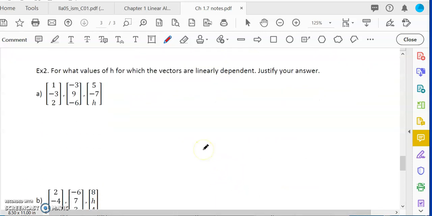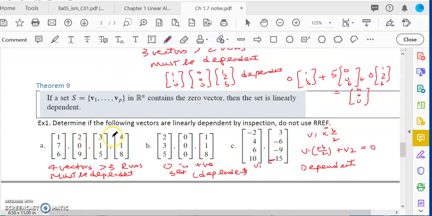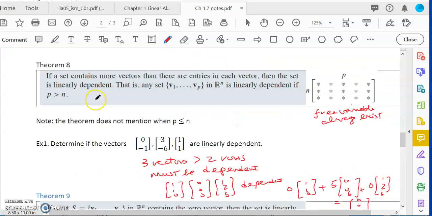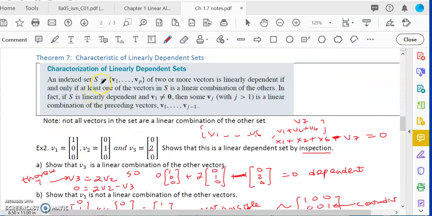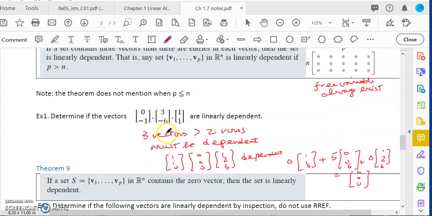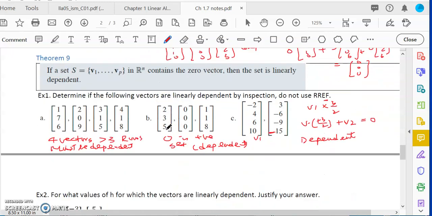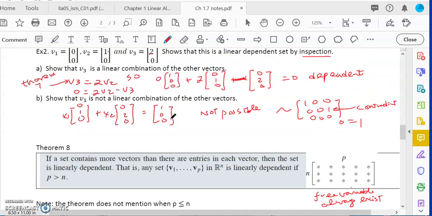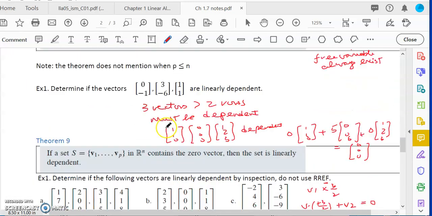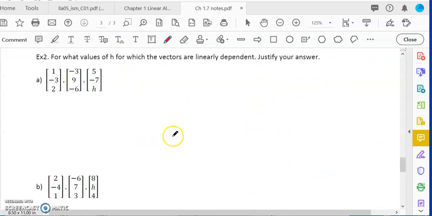So this is finding dependent and independent sets without using REF, but by inspection using Theorems 7, 8, and 9. Get familiarized with these three theorems: see if one is a linear combination of the others, see if it has a zero vector, see if it's two vectors where one is a multiple of the other, and check the size of the columns and the vectors.